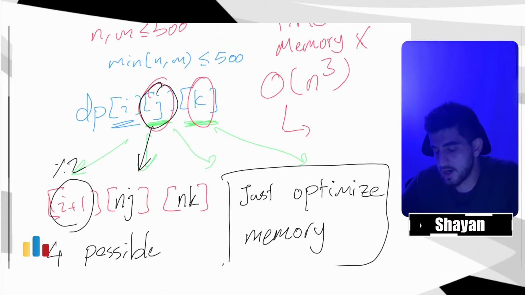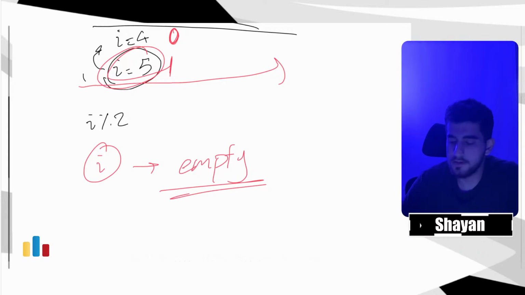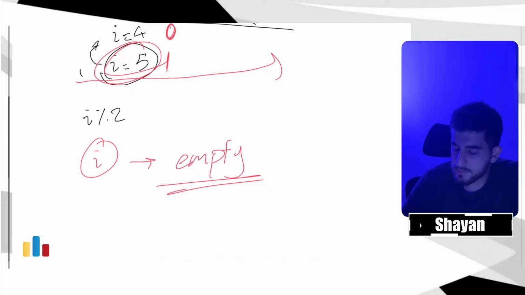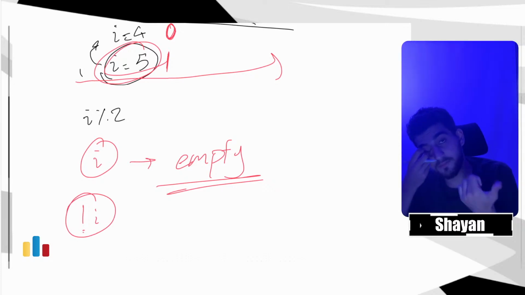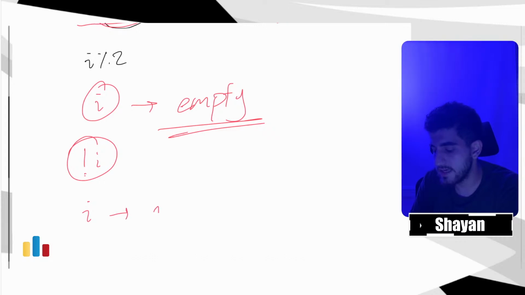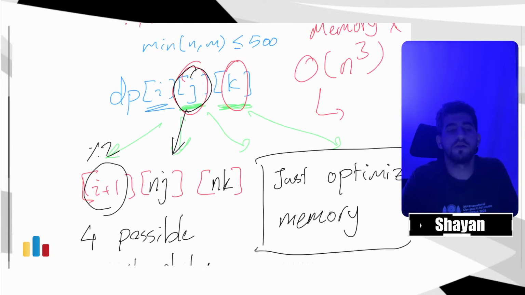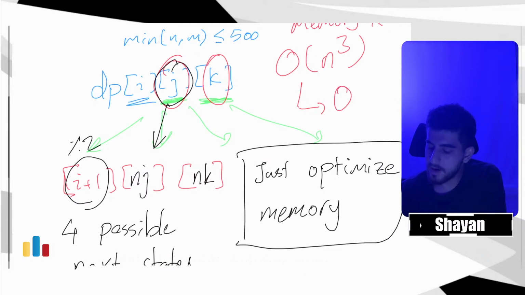So each time I'm at i, first I make row i empty, because the previous value that was there is not useful anymore. And I need to update everything from i minus 1, which shows what the previous cell was, and I will write again on i. So this way I can just keep i modulo 2, and my memory will be optimized to n squared.